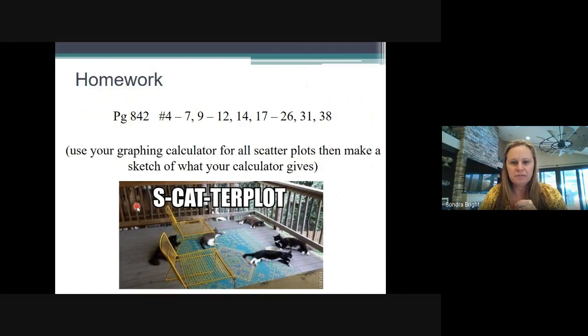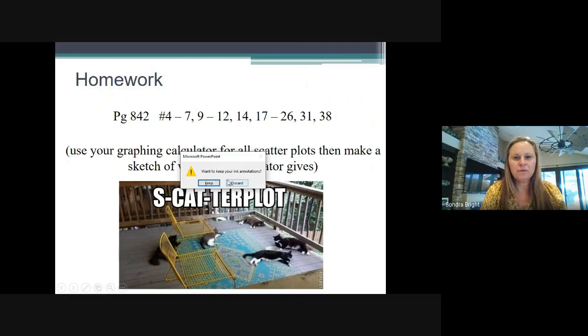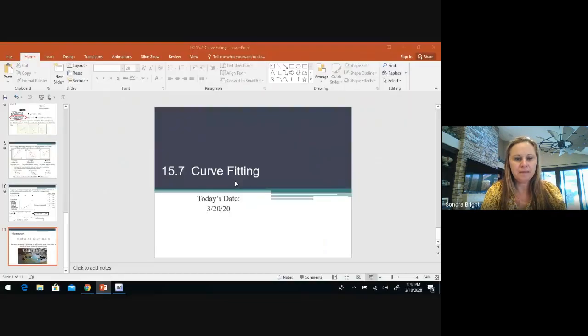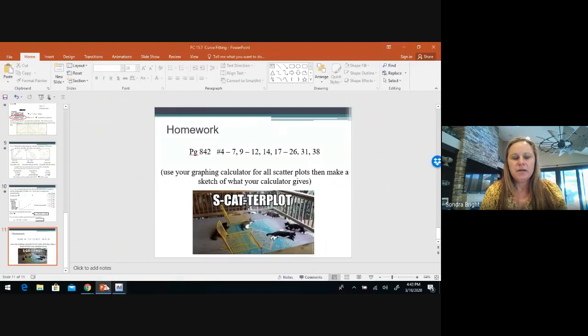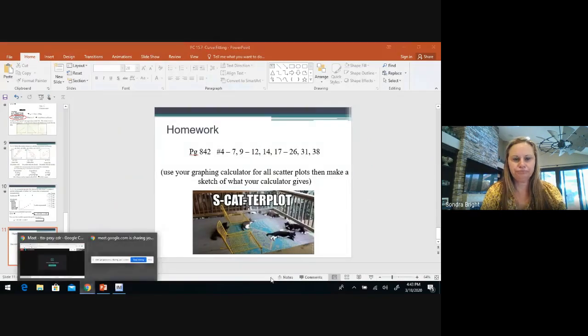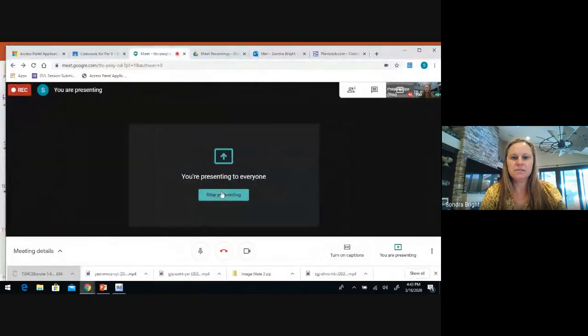Oh, that's a cute little name. Scatter plot. Cute. Okay, so there you go. Escape. Nope, I don't want to. Discard. All right. Welcome to my world right now where this is lovely. Stop presenting.